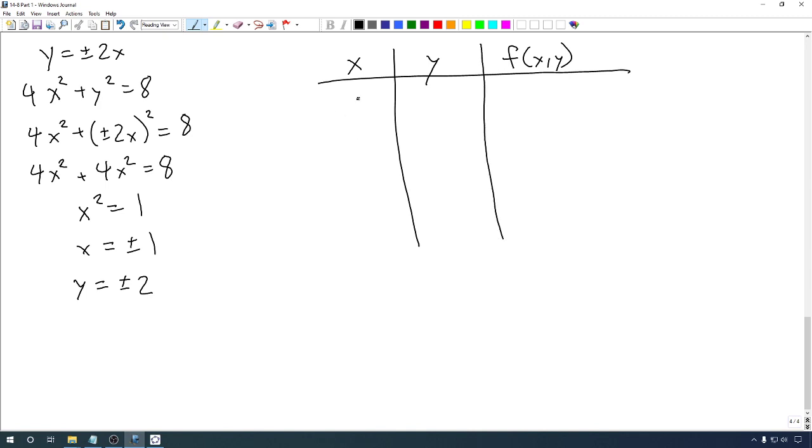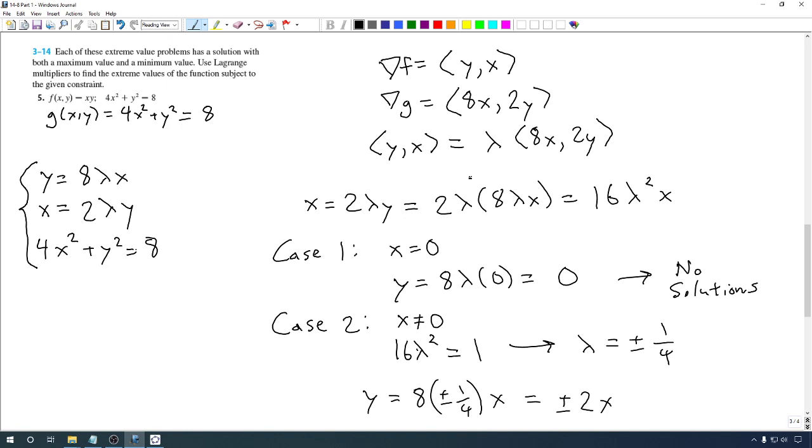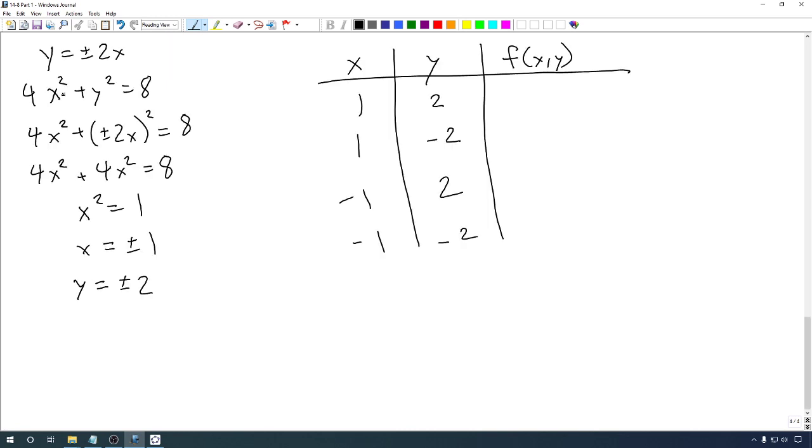So we have one or both positive. I'll put down here both negative. Here I'll make one positive but two negative, and here one negative and two positive. Remember our function, I've forgotten what that is by now, but our function was originally xy, so we're just multiplying these together. So 1 times 2 is 2, 1 times negative 2 is negative 2, negative 1 times 2 is negative 2, and negative 1 times negative 2 is a positive 2.